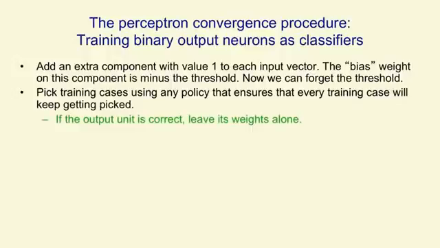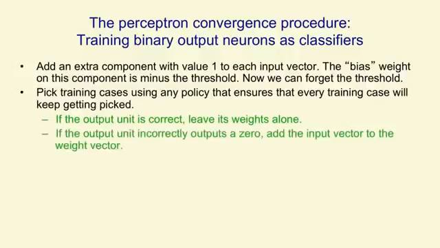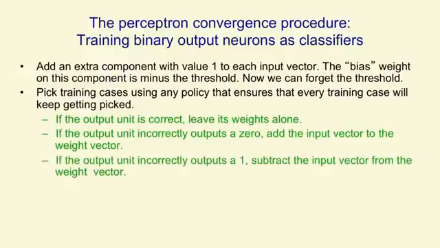Now, having picked a training case, you look to see if the output's correct. If it is correct, you don't change the weights. If the output unit outputs a 0 when it should have output a 1, in other words, it said it's not an instance of the pattern we're trying to recognize when it really is, then all we do is add the input vector to the weight vector of the perceptron. Conversely, if the output unit outputs a 1 when it should have output a 0, we subtract the input vector from the weight vector of the perceptron.